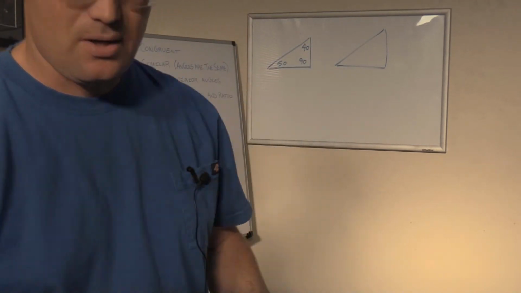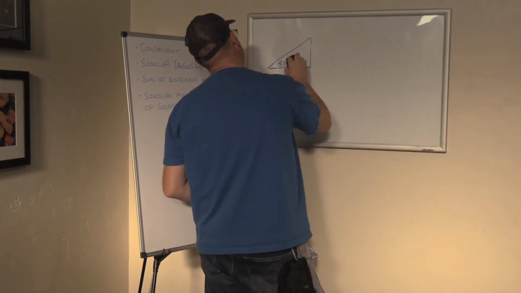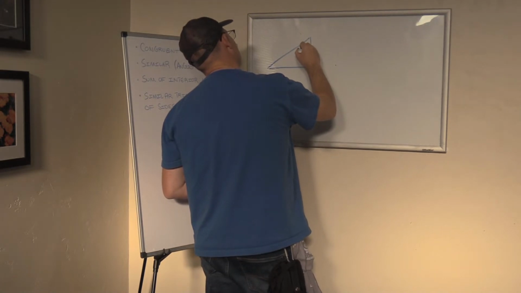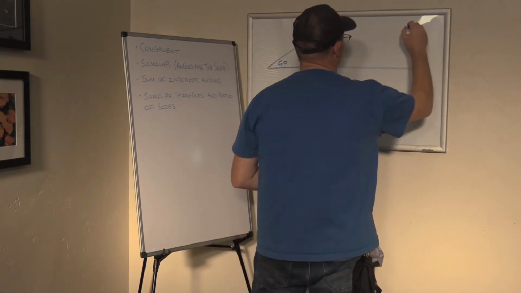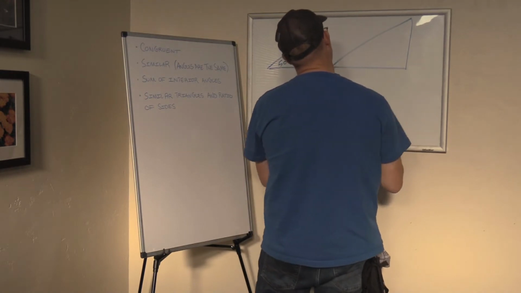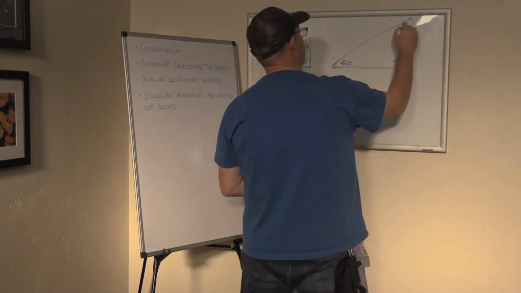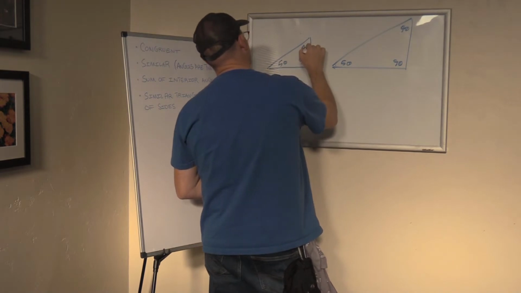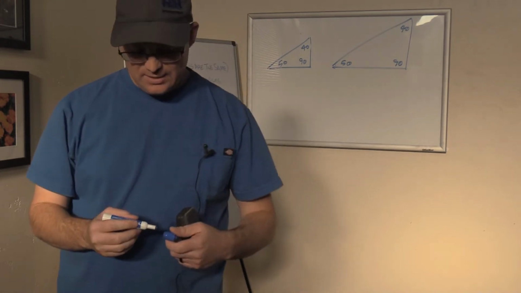I'm going to make this a little bigger, sorry. Actually, that's probably 50 and 40. So I've got two triangles here with the same angles, so they're similar: 90, 50, and 40. But their sides are different lengths. So they're similar, but their sides are different lengths.